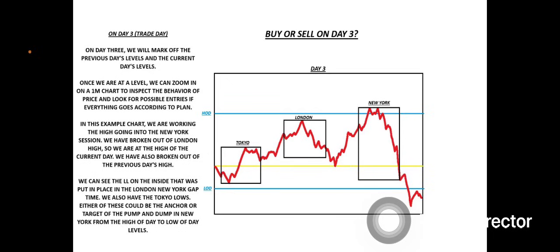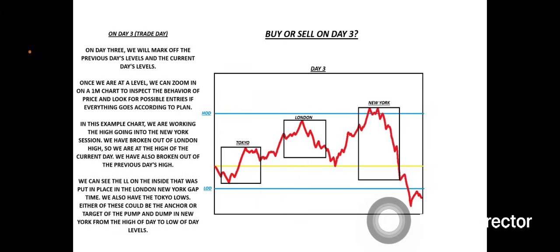Now, the daily process is that easy. That is the daily process. Marking off the previous day's levels and the current day's levels. And sometimes we will be marking off the most recent high and low range, in order to ask ourselves the question, are we working the high or are we working the low? Stacy's always asking us that. Are we working the high or are we working the low? And this should be obvious to you.